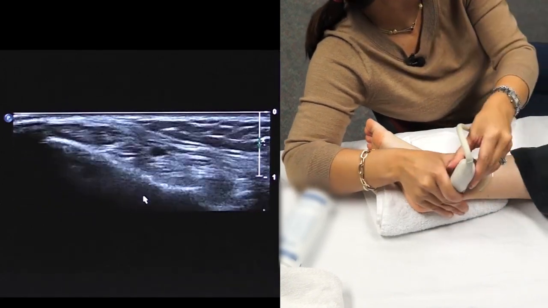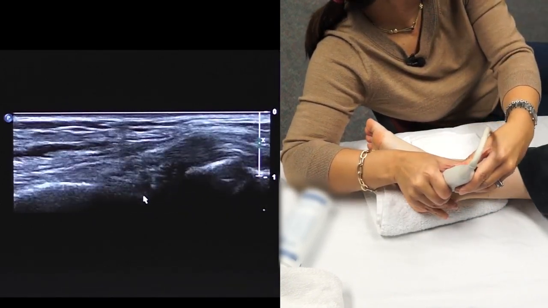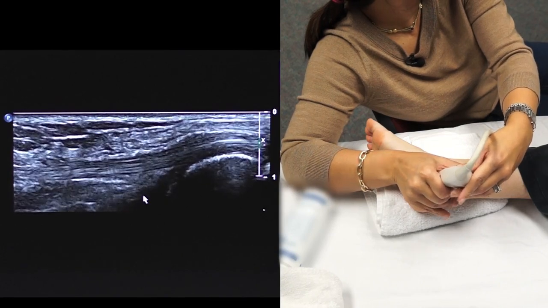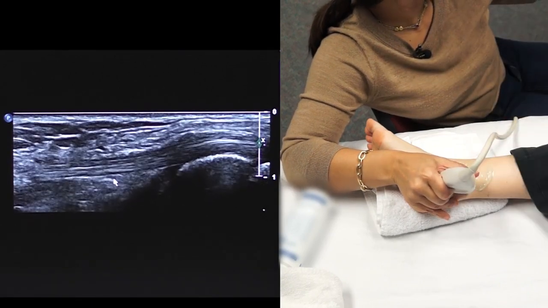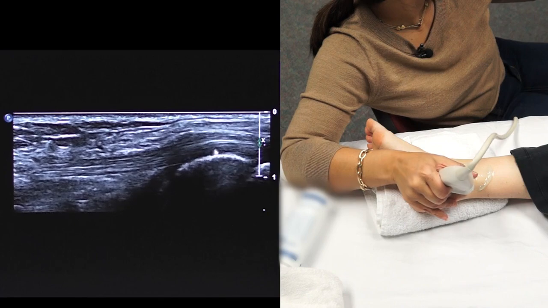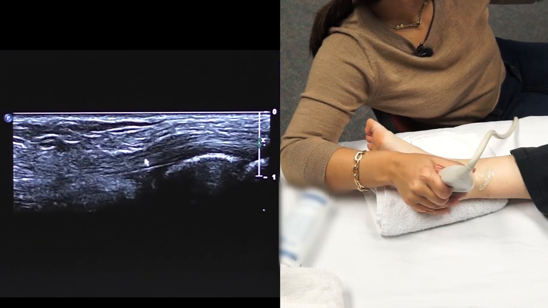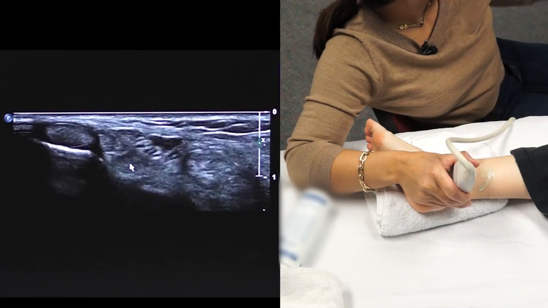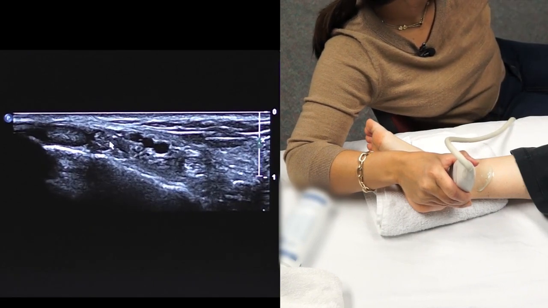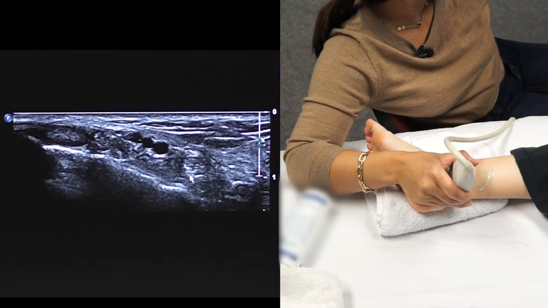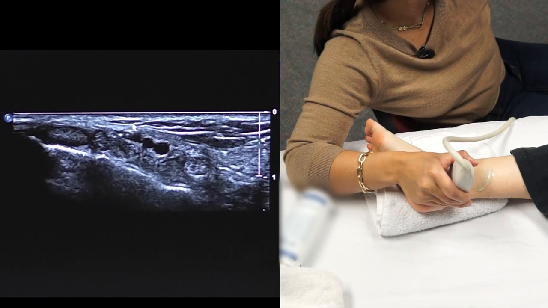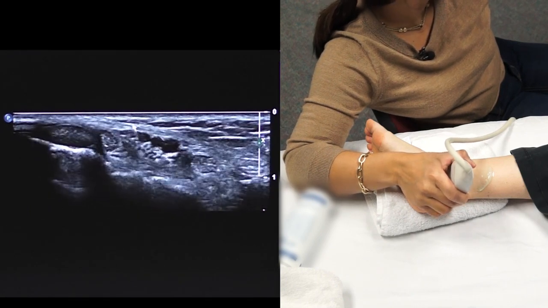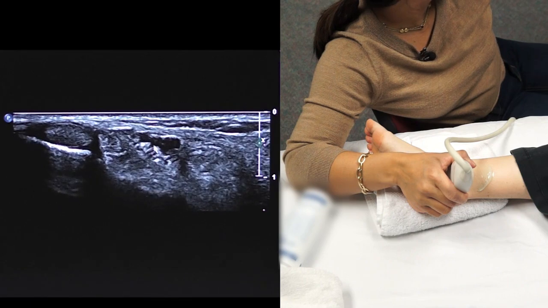Here we see the muscle. And you also want to look at that tendon in long axis, so you can see it right here. Okay? Moving back to transverse, you can see between the flexor hallucis longus tendon and the flexor digitorum longus tendon, we have the neurovascular bundle. Okay?